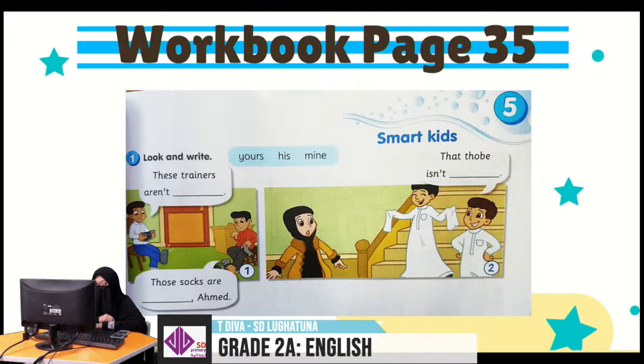Okay, everyone, we're doing workbook page 35. Have you opened the workbook page 35? Workbook page 35. Yes, right. Okay, are you ready to do activity one? Okay, good. Who wants to go first? This one. What is the answer? Very good. Good job, Alia. Excellent. Mikael, next one.